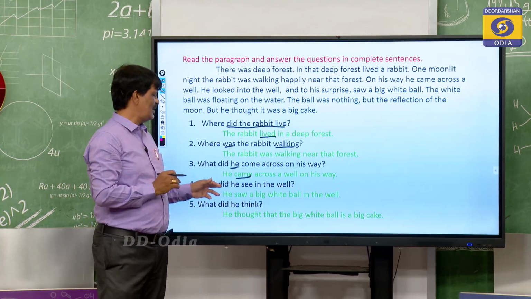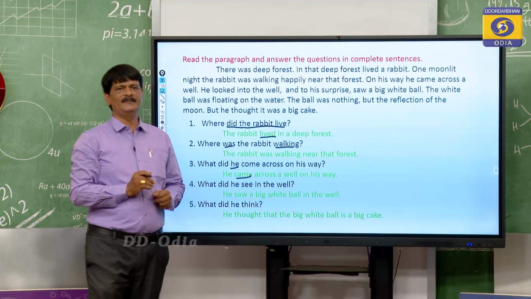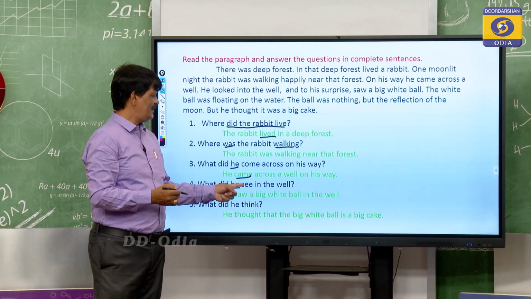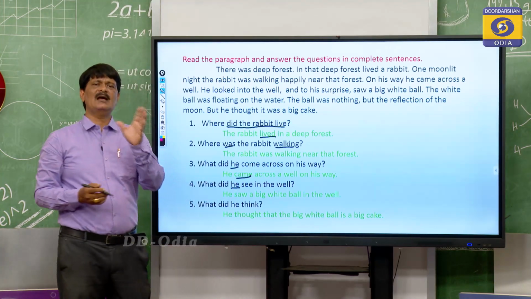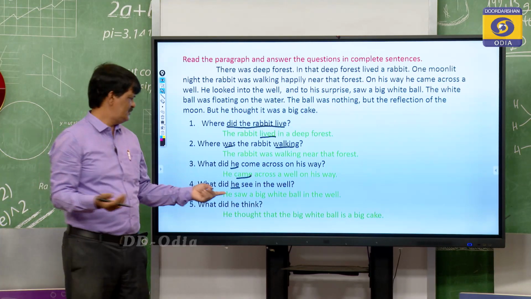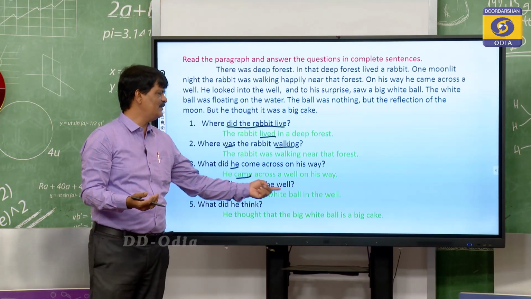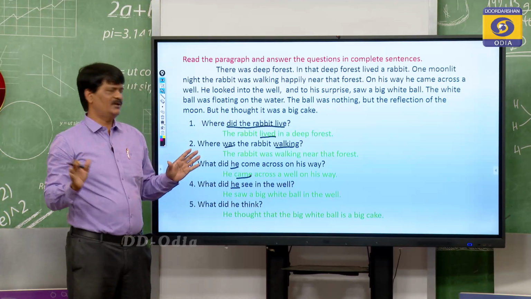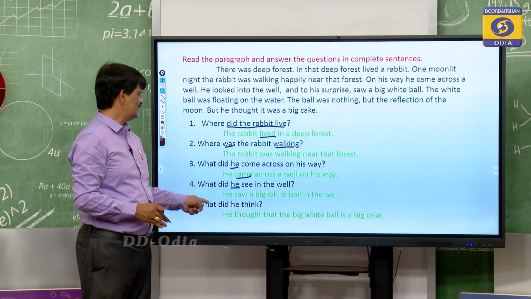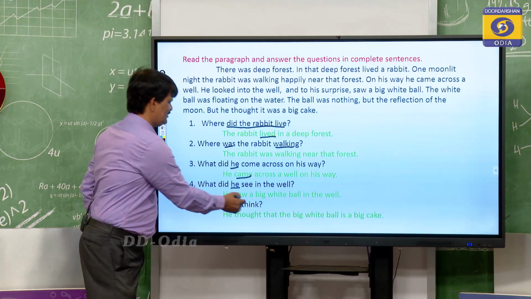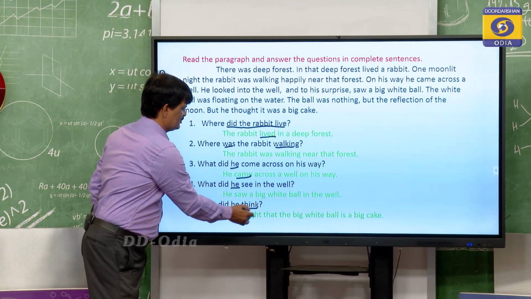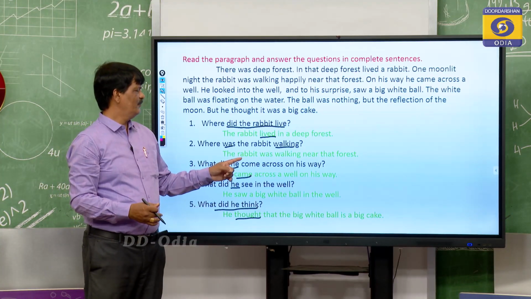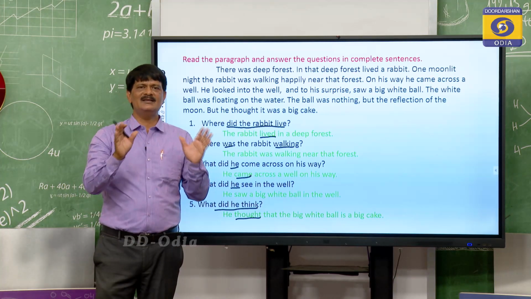Then the fourth question, what did he see in the well? He means the rabbit. What did it do, in the past simple, so the answer will also be past simple. So you see, he saw a big white ball in the well. It is a very easy passage, you can answer it easily. The last question is, what did he think? He thought, also in the past tense. He thought that the big white ball was a big cake. So you can answer it easily.